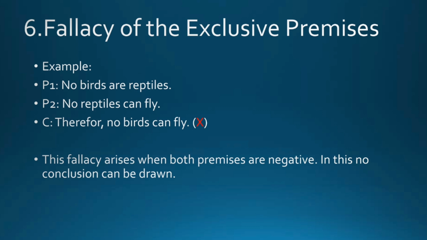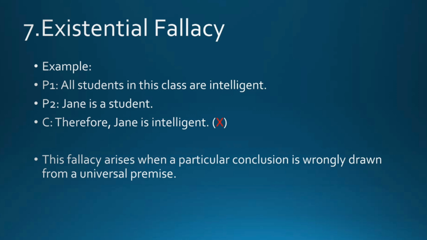Why it's a fallacy? When both premises are negative, no valid conclusion can be made. The fact that birds are not reptiles, and reptiles cannot fly, doesn't logically mean that birds cannot fly. 7. Existential fallacy. This fallacy occurs when a specific conclusion is wrongly drawn from a general or universal premise.